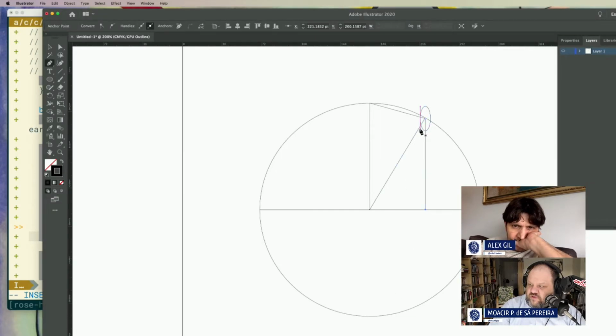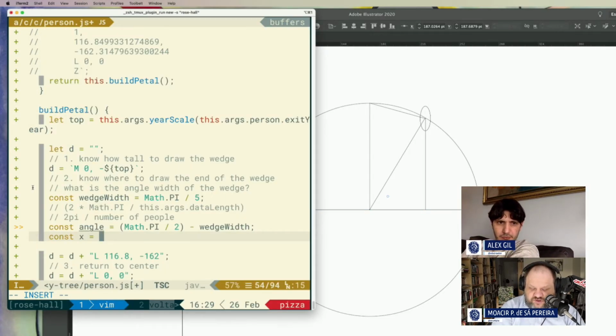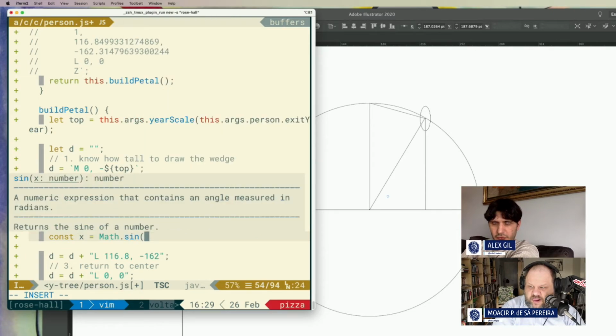So this is theta here. You don't have to draw. Okay, all right. So this is theta here. So x is the opposite, so that's opposite over hypotenuse, so that's sine. So x is equal to Math.sin of the angle. What's the angle? Wedge width.